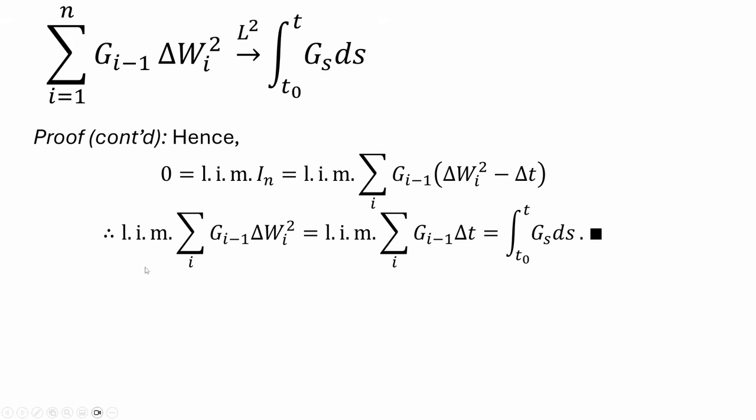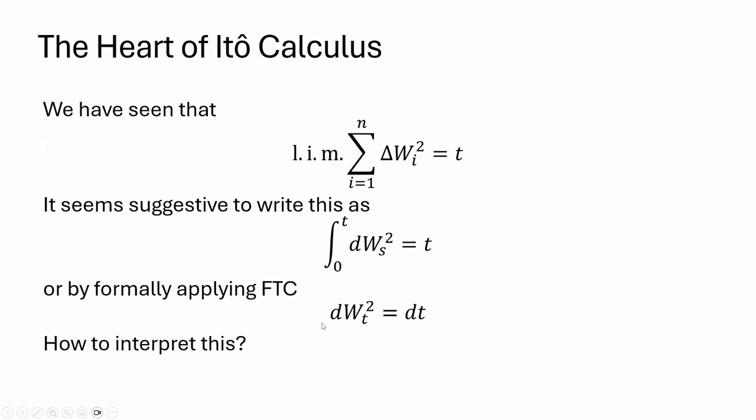Rearranging, we get the mean square limit of the second order sum is the mean square limit of the sum over i of g_{i-1} Δt. And of course, this is the regular Riemann integral, the integral of g(s) ds over t0 to t. So at this point, we finally understand the meaning of this identity, (dW_t) squared equals dt.